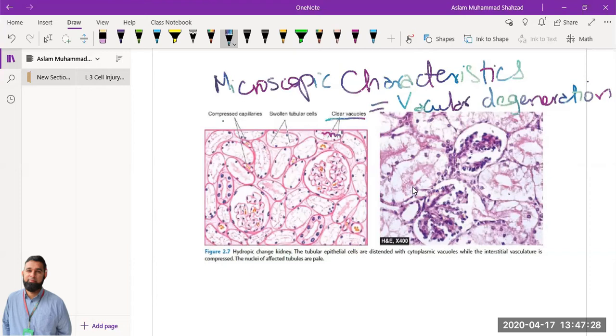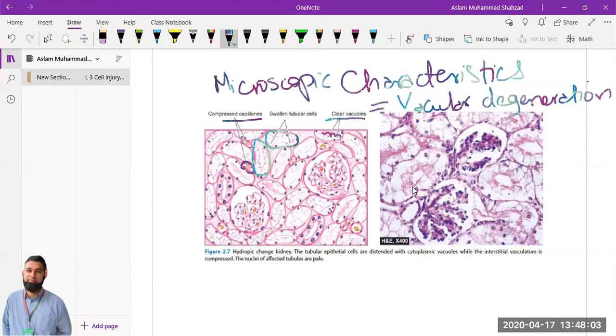Along with that we have compressed capillaries, which we can see here, or we can see the blood flow. And why did this happen? Because these swollen tubular cells compress these capillaries. You can see these are the tubular cells, and we know in the kidney there are different kinds of tubular cells like proximal tubules or distal tubules. You already studied this in physiology or anatomy.